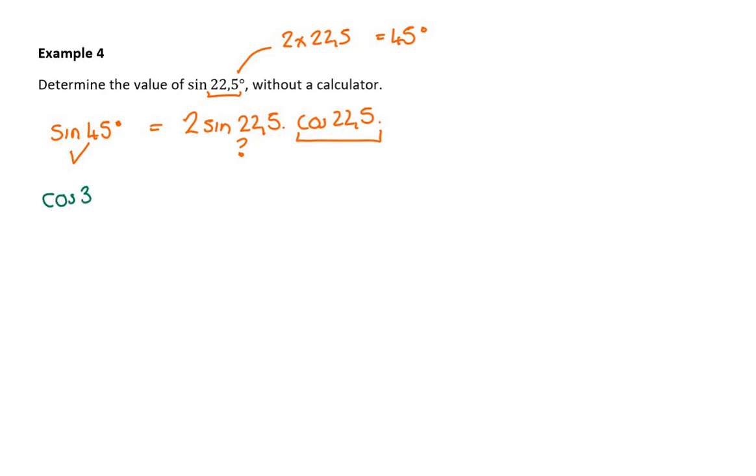Cos, not 35, sorry, cos of 45 would be equal to, now I don't want to use the combo. So either I want to use 2 cos squared 22.5 minus 1 or 1 minus 2 sine squared 22.5. Now I hope it's pretty obvious that I'm trying to find out what sine of 22.5 is. So it would make sense for me to use this version of your cos double angle. Now, how do I know that? I know that because this is cos double 22.5.